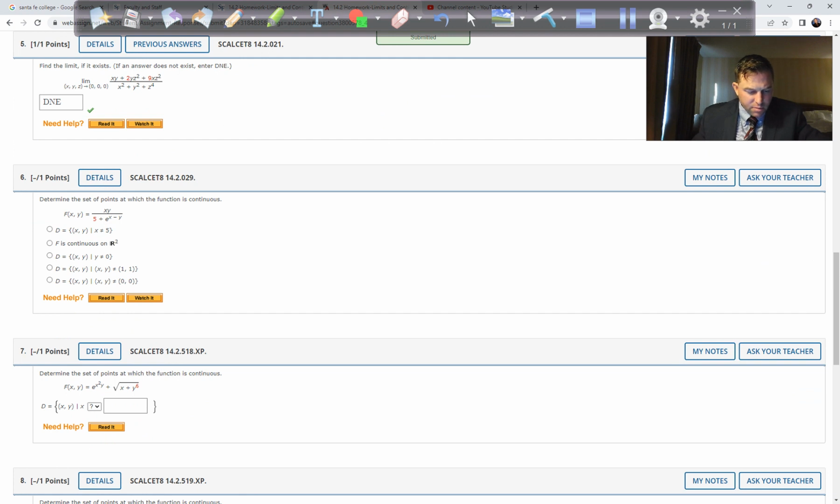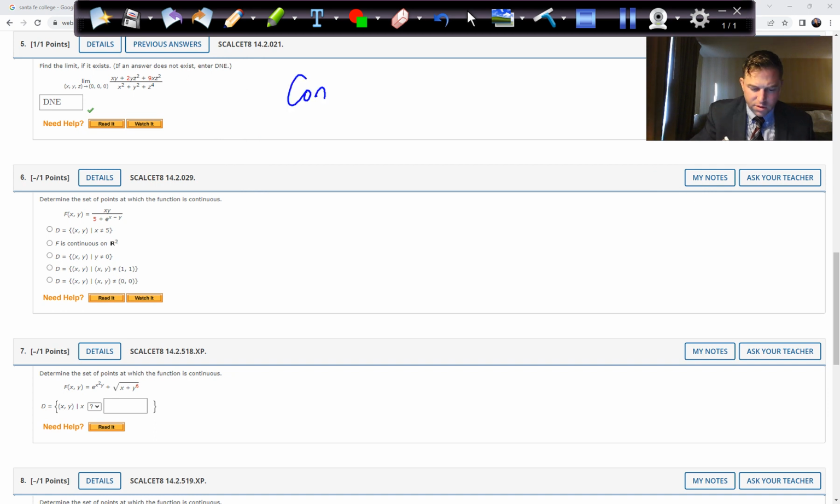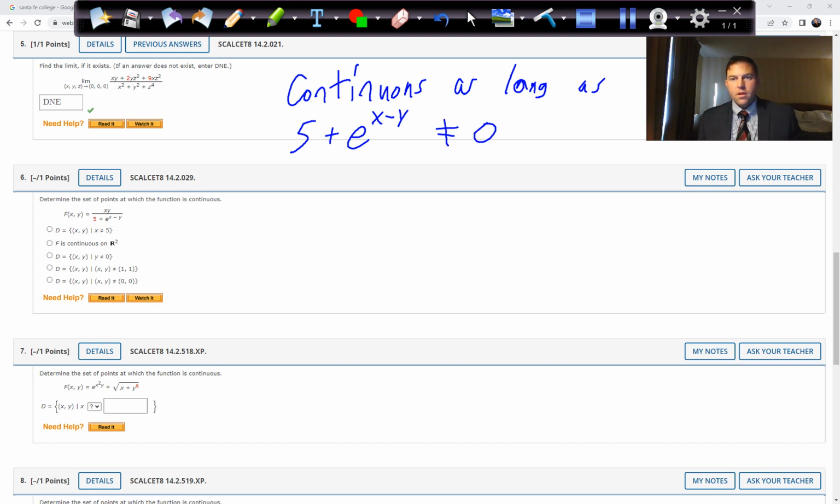Okay, 6, determine the set of points at which the function is continuous. Well, it's continuous as long as e to the x minus y does not equal 5. So let's solve for that. So it's going to be continuous as long as the denominator 5 plus e to the x minus y does not equal 0. So what we do is we set it equal to 0 and we solve to figure out, okay, well, when would this equal 0? So we're going to say let 5 plus e to the x minus y equal 0.